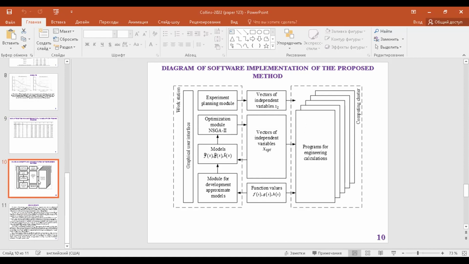The program is implemented in Python using modern libraries and scripts. The program is packaged with clear modules in order to implement experiment planning, optimization using the NSGA2 method, and model approximation on the basis of the RBF network. It also has analysis tools and a graphical interface of the core.